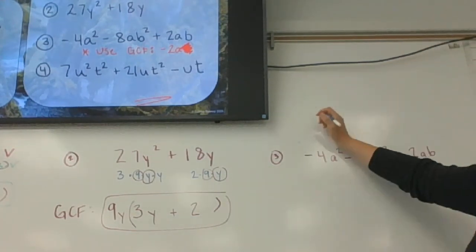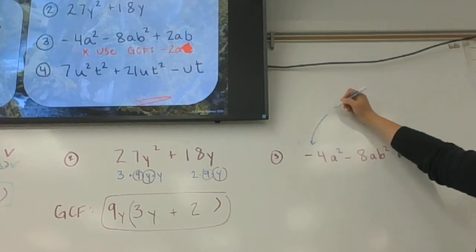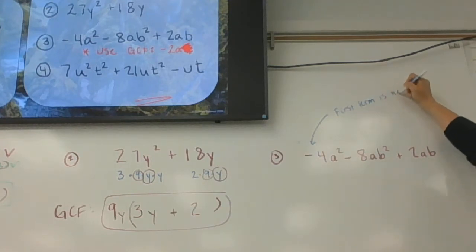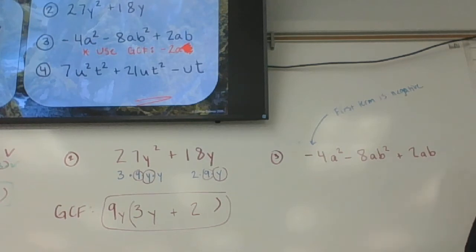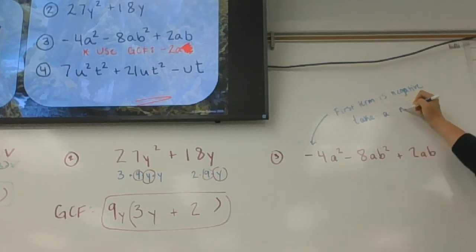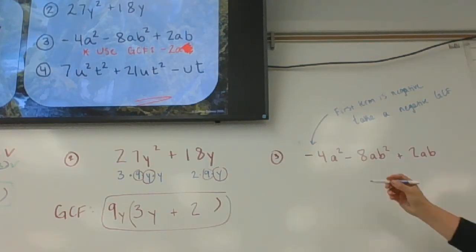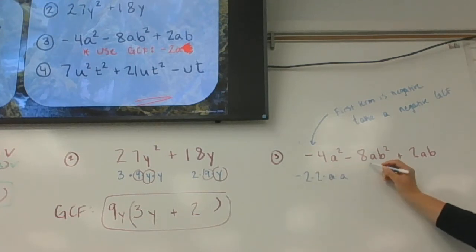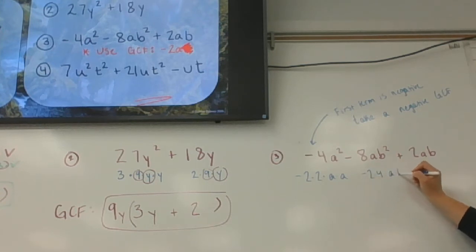So, in a polynomial, when the first term is negative, oftentimes it's most helpful to take a negative GCF. So this number would be like negative 2 times 2 times a times a. And this number would be negative 2 times 4 times a times b times b.